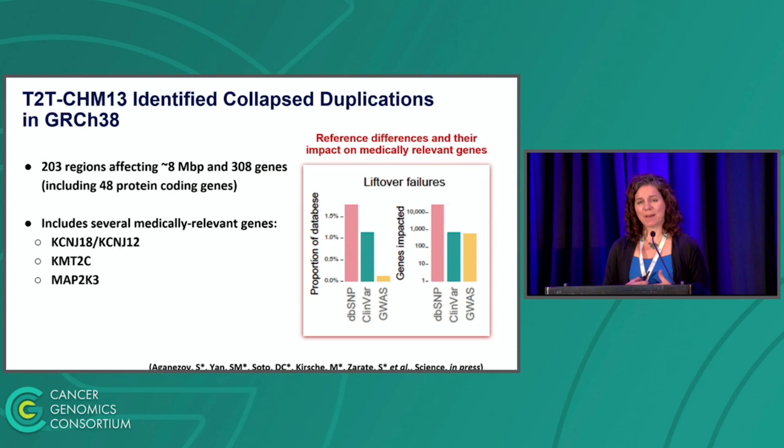Also, when you start to think about something called liftover, these are places where we ask, where can we find a match in HG38 that's present in CHM13? These liftover failures are places where we can't make that one-to-one happen, and they impact regions that we know are important for clinical genetics and genomic studies as well.